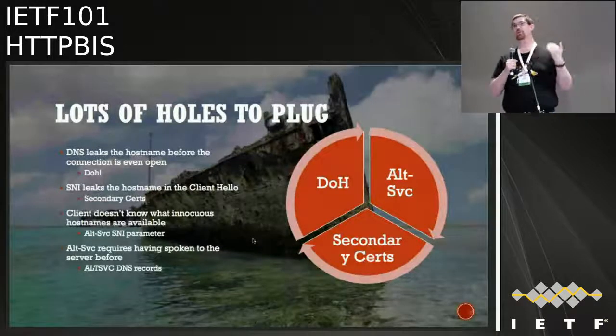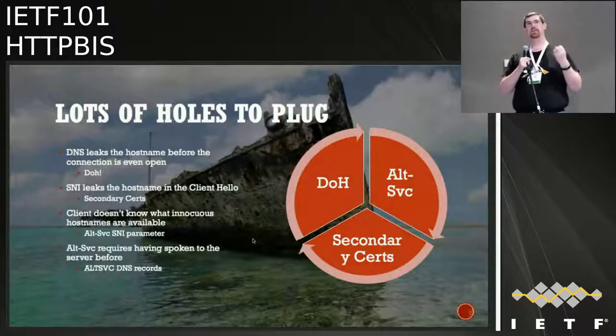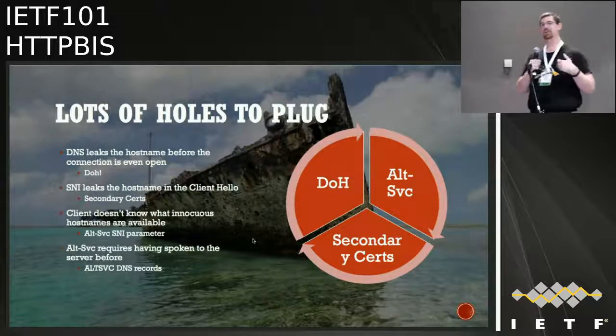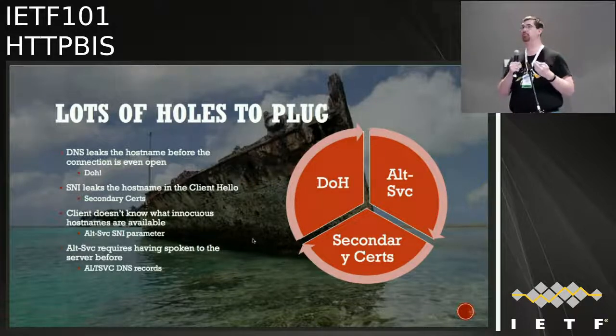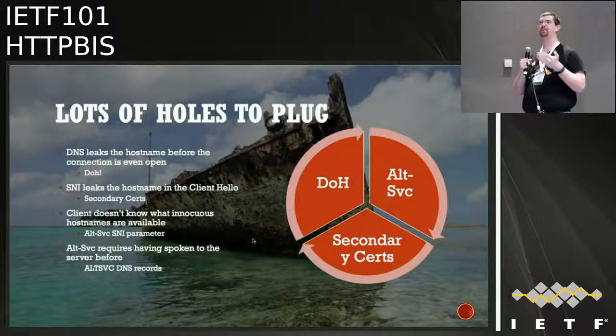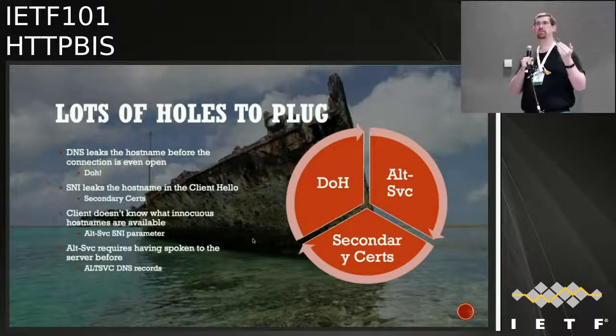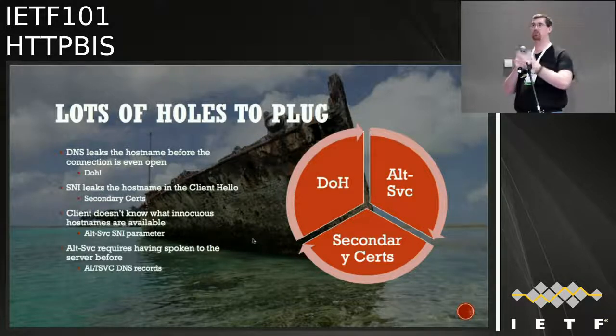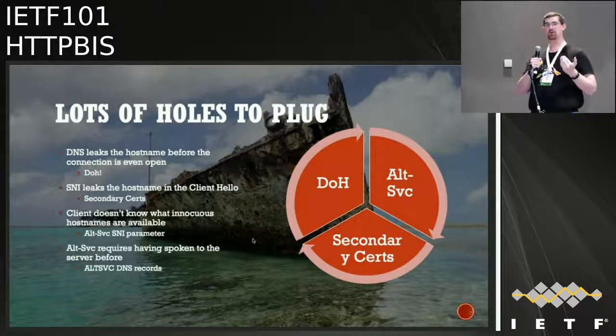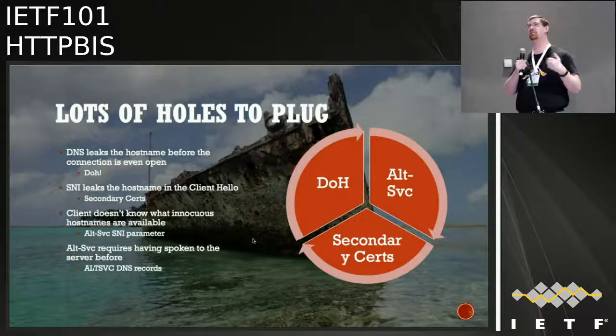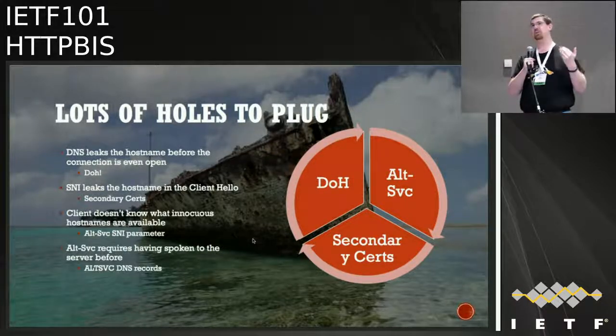So we're trying to plug a lot of holes here in getting this to be more private. DNS gives you the host name. We have DoH to help with that. SNI leaks it in the client hello. Well, we can use secondary certs to help with some of that, in that if you can open a connection and then once you have the encrypted context, then say what host name you're actually interested in and get the cert undercover, that improves the privacy properties there. But that requires the client to have some kind of innocuous host name that it can present in the actual handshake that will still get it a valid cert.